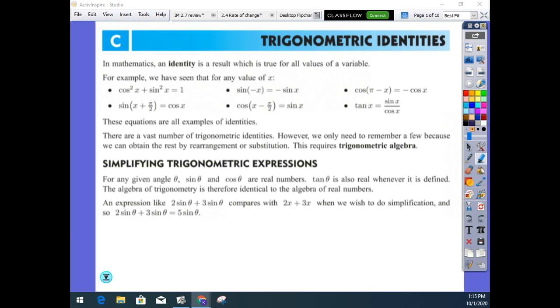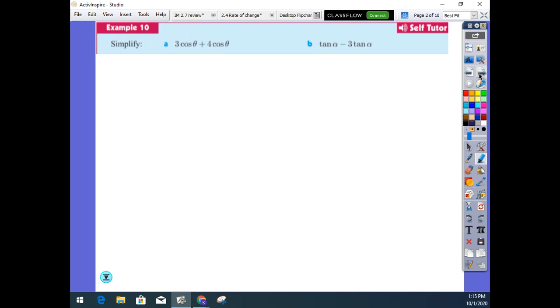Okay, so trig identities. Some of these identities you're going to have in your formula booklet, so it'd probably be a good idea to go back and look at your formula booklet and see which ones you need to know and which ones are going to be given to you. But these are some of them we've already talked about at the top here.